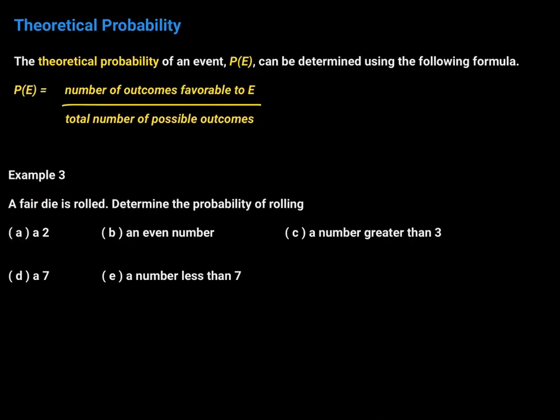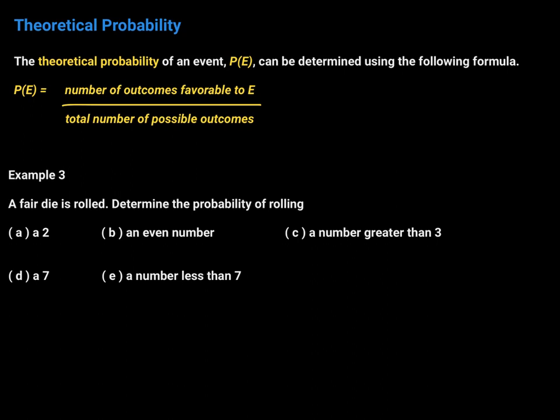A fair die is rolled. Determine the probability of rolling a 2, an even number, a number greater than 3, a 7, or a number less than 7. Let's do this one at a time. Remember, a fair die means you have six equally likely outcomes. You can roll a 1, a 2, a 3, a 4, a 5, or a 6. Let's go for the first one.